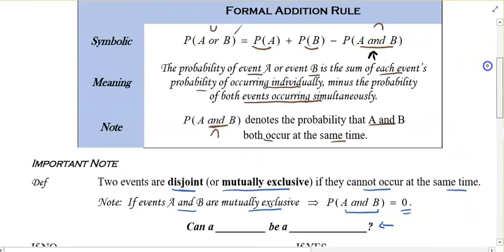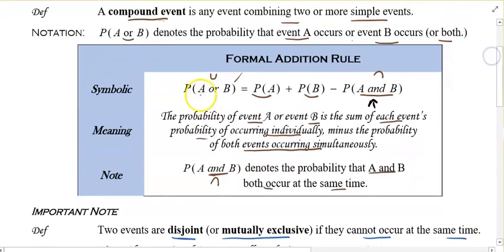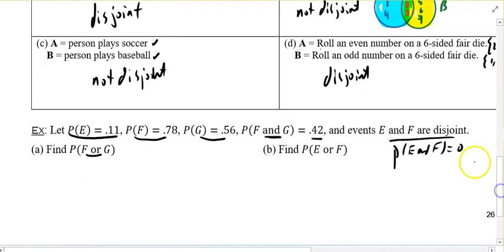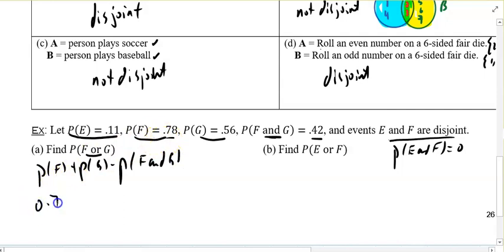According to the formula up there, the probability of A or B is the probability of A plus the probability of B minus the probability of both. So the probability of F plus the probability of G minus the probability of F and G. Probability of F is 78%. Probability of G is 56%. Minus the probability of F and G, that is 42%.